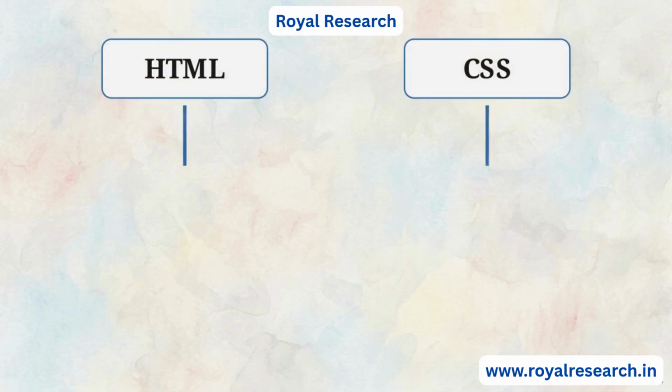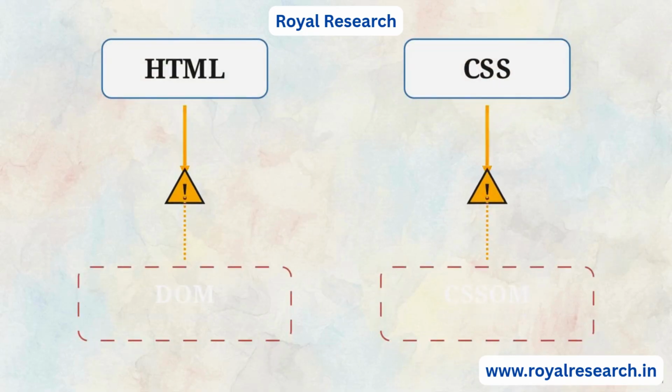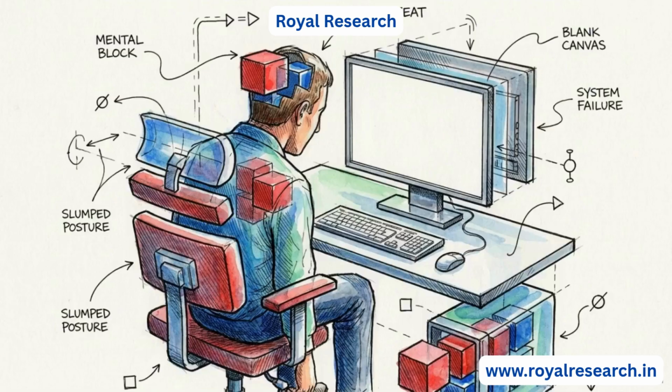This is the mandatory sequence a browser must execute to construct the document object model and the CSS object model. Until that path clears, the user sees an entirely blank screen.